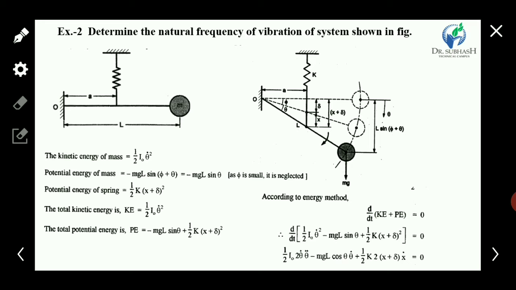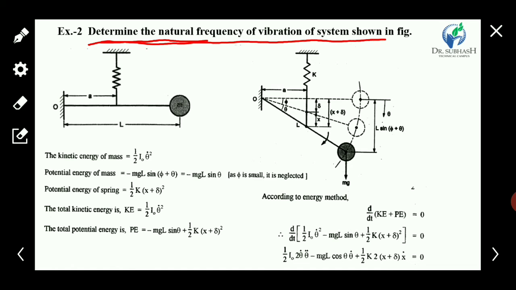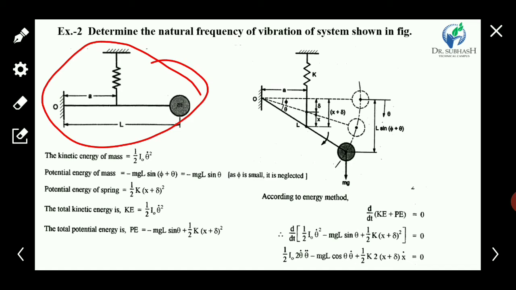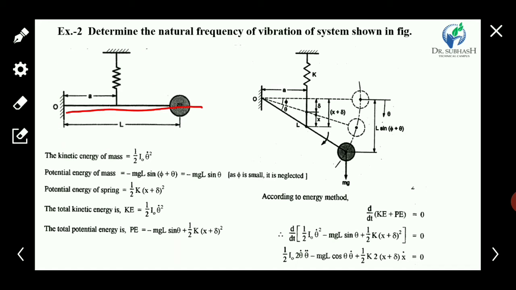Now the another pendulum is in horizontal condition and it's connected with the spring as shown in the figure. The figure is given, and in this example we have to determine the natural frequency of vibration of the system shown in the figure. Again, we have to find the natural frequency of the pendulum, but the pendulum is in horizontal condition. The length of the pendulum is capital L, and the distance of the spring from the fulcrum is small a.